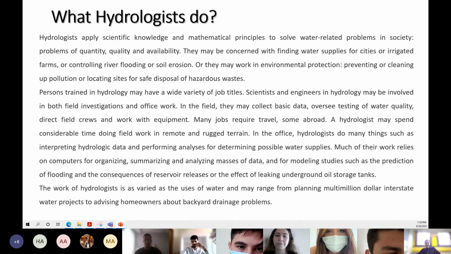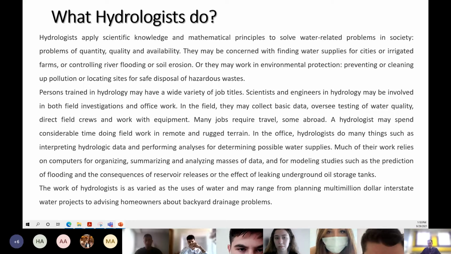Continue, Burak, please. Or controlling river flooding or soil erosion, or they may work in environmental protection, preventing or cleaning up pollution or locating sites for safe disposal of hazardous waste.